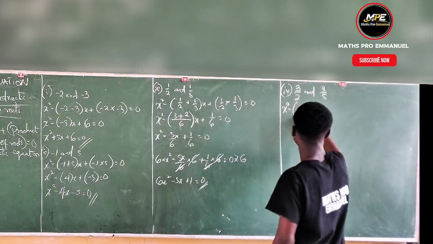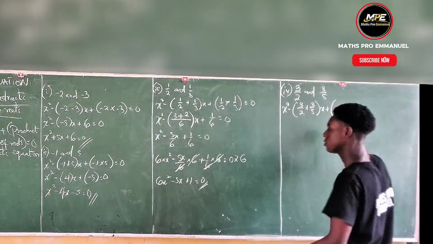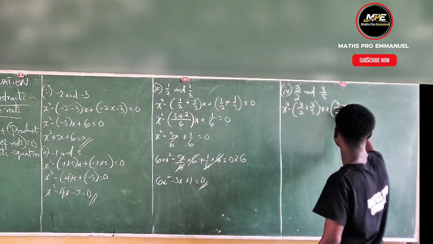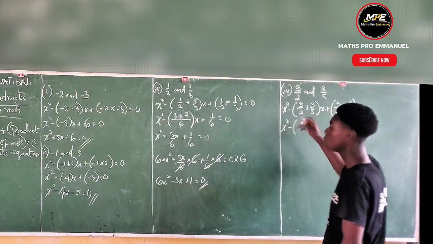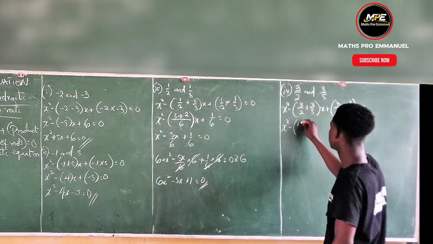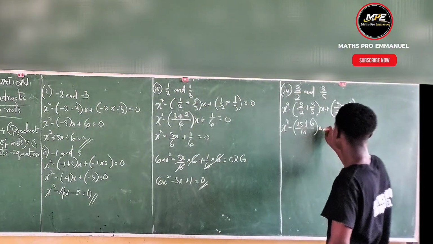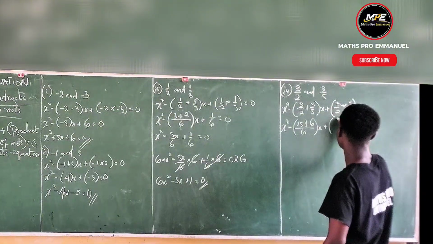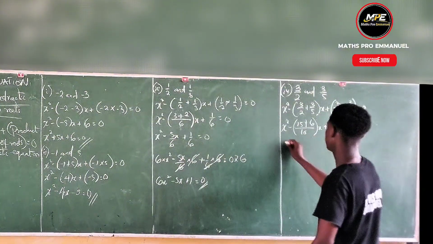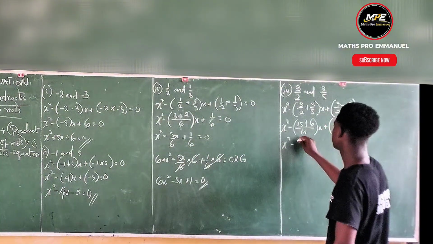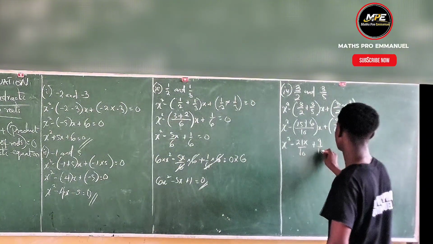x squared minus sum of roots, 3 over 2 plus 3 over 5, x. Now the product of roots, we multiply 3 over 2 times 3 over 5, equal to 0. So now I have x squared minus, do the same thing I did here. This times this is 15 plus this times this is 6, all over this times this is 10, x. Now you multiply here, this times this is 9 and this times this is 10, equal to 0. So x squared minus 21x over 10 plus 9 over 10 equal to 0.